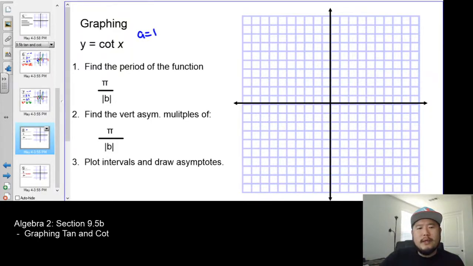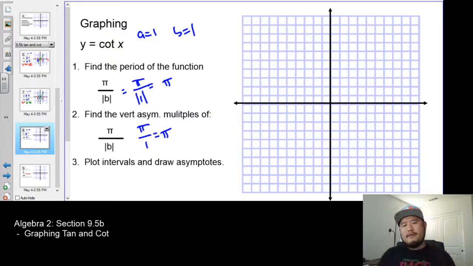A is equal to 1, b is equal to 1. Hopefully we got that down. To find the period, we have ourselves pi over absolute value of 1, which is going to be pi. There's our period. Our vertical asymptote right here is going to be pi over absolute value of 1, and obviously that makes this pi as well. So the period and the vertical asymptote happen to be the same right here, and you'll see why in a bit.